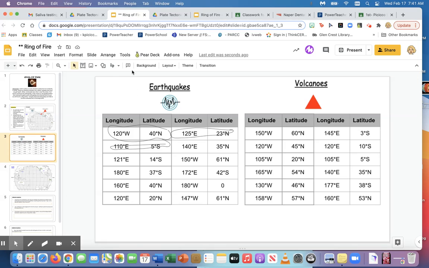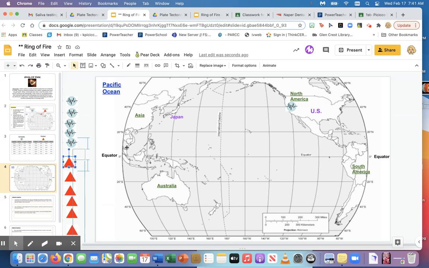So I would recommend maybe just clicking on this again where the line is and crossing it out when you're done. Let's try one more example, okay? And this time we can try a volcano. So it says 150 degrees west, 60 degrees north. So I'm going to start by getting a volcano symbol, and I'm going to grab it and just put it randomly in the map.